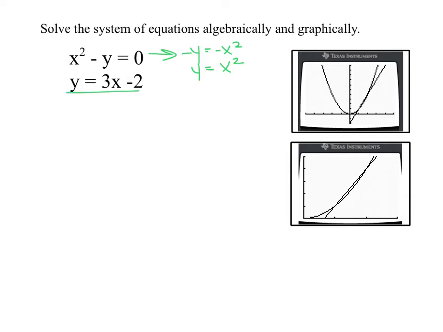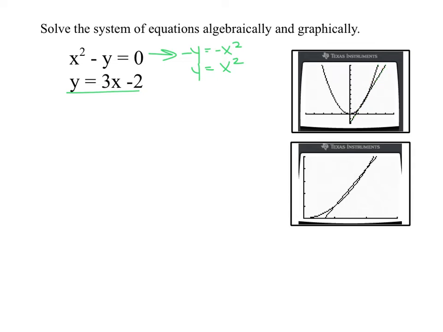And luckily on this one, the other equation is already solved for y. So as you can see here, we have a straight line, y equals 3x minus 2, and then the parabola, y equals x squared. So those ones are pretty straightforward when you type those into your y equals menu. They should be relatively easy to do since there's no plus or minus on your calculators.